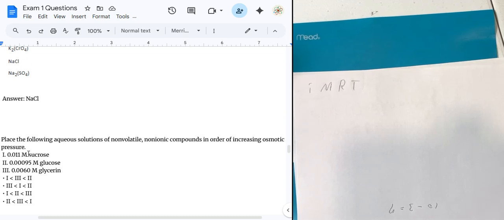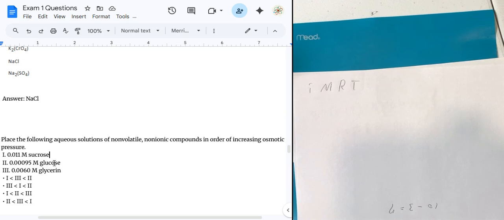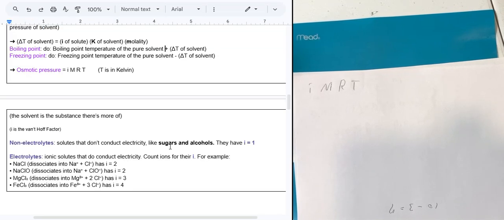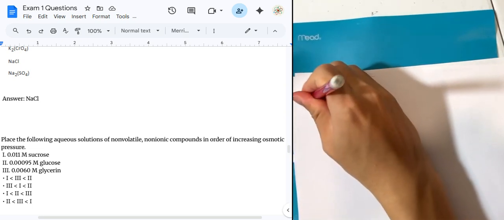And the I for sucrose is 1 because it's a sugar, so it has an I of 1. The I of glucose is also 1, and the I of glycerin is also 1 because it's an alcohol. So the I for all of them is the same.